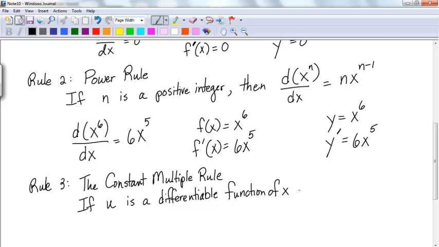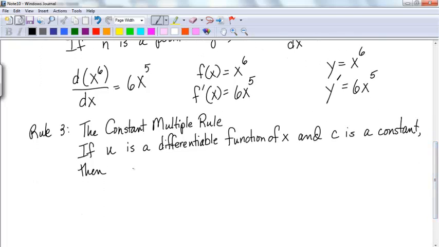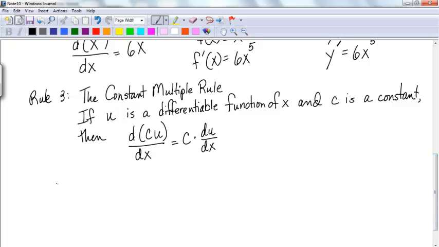If u is a differentiable function of x and c is a constant, then, here's the rule. The derivative of c times u with respect to x equals c, then times the derivative of u with respect to x, the derivative of that function with respect to x.